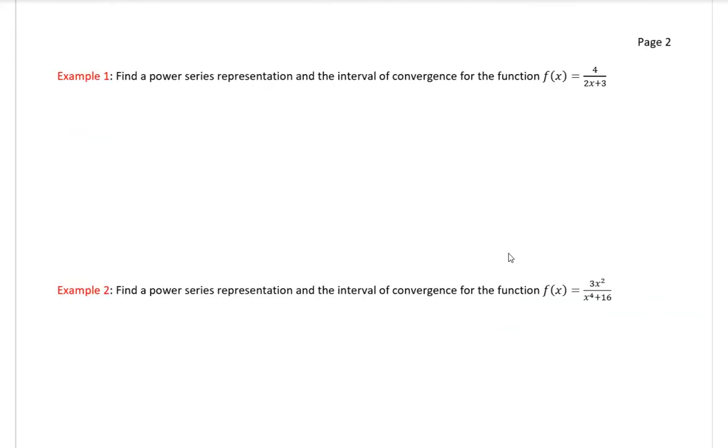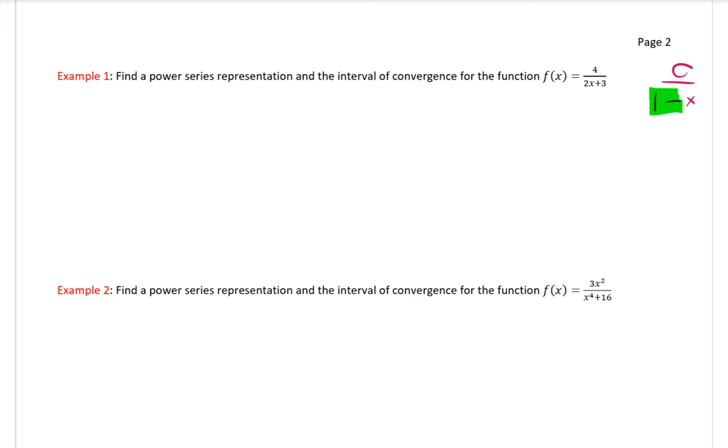So let's do a couple examples of these. These first few examples should work pretty quickly. All we're going to try to do is manipulate it so it looks like that form of a geometric series. Remember, specifically, we want it to look like c over 1 minus x. And the most important part is that 1 minus part. If we can get that to show up, we should be able to rewrite this as a geometric series.